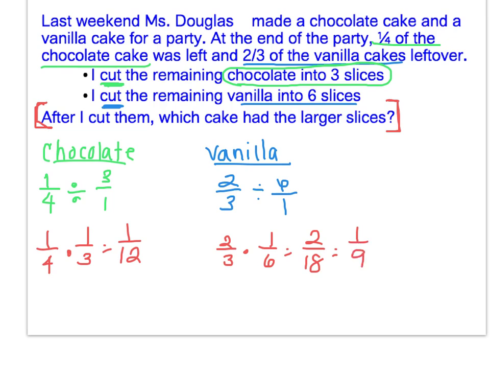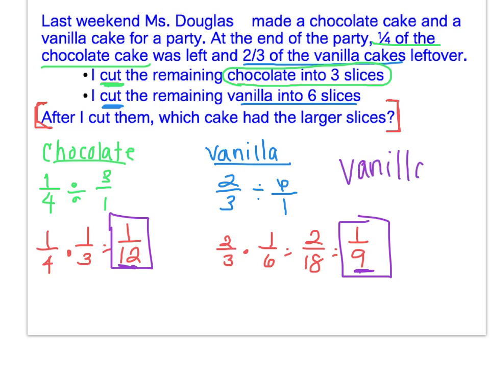So if I look and see that I have 1/12 for the chocolate and 1/9, even though they don't have the same denominators, I know if I break something up into 12 pieces, that's going to be smaller than if I break it up into 9 pieces. So my vanilla is going to end up with the larger slice.